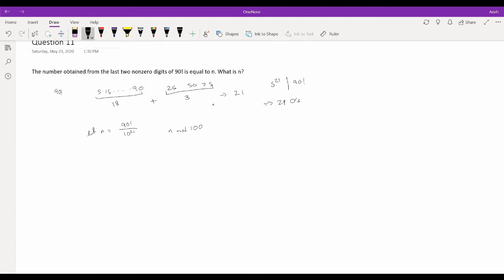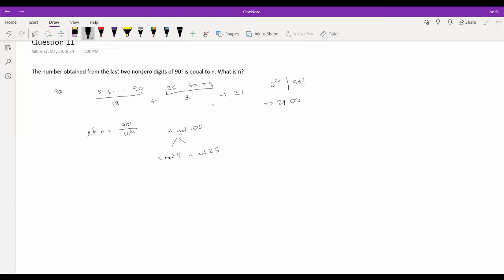So to do this, we use our principle of Chinese Remainder Theorem again. So we can split this up into 2 problems. We want to find n mod 4 and n mod 25. And this will give us our solution in n mod 100. So let's do n mod 4 first.